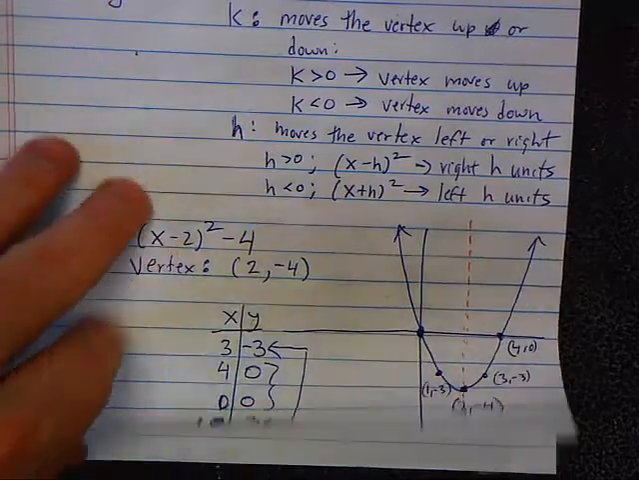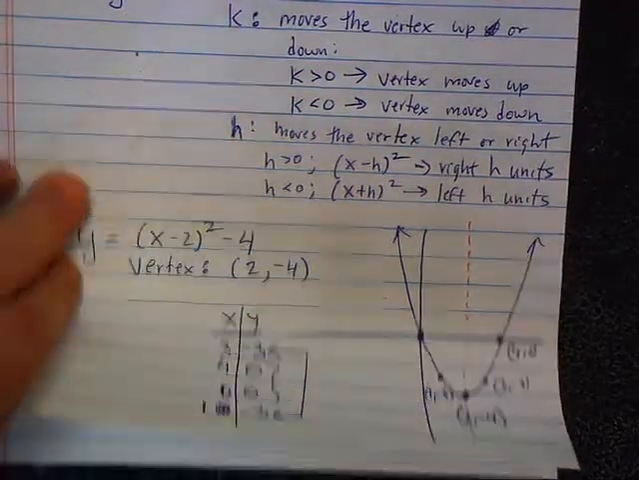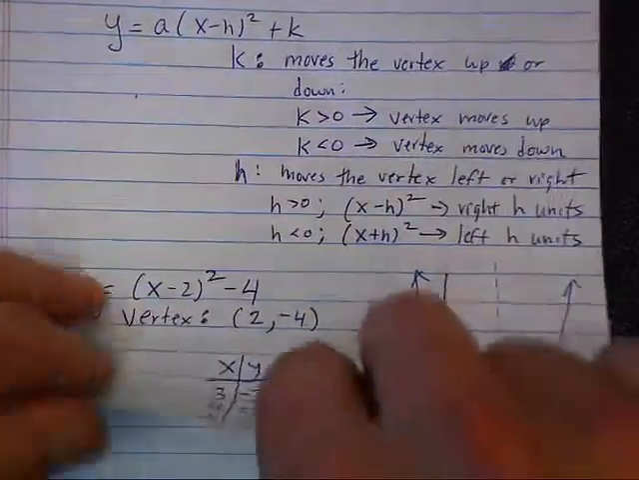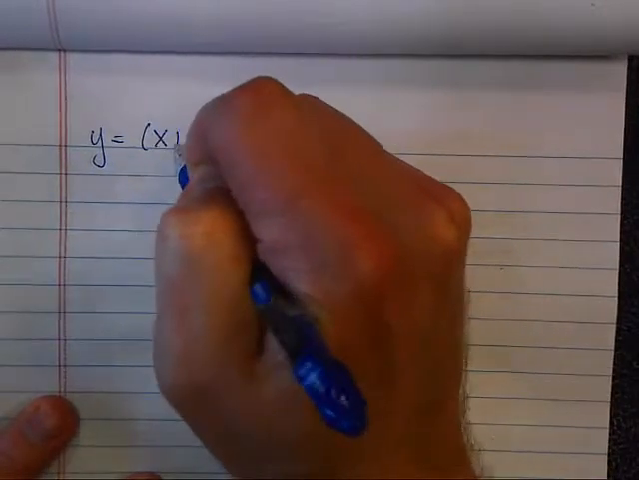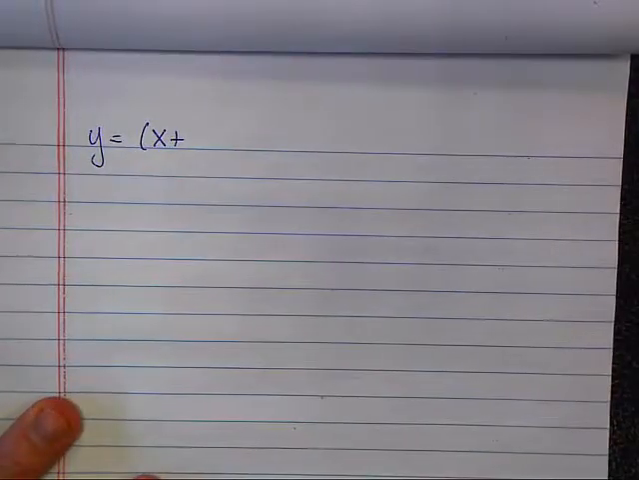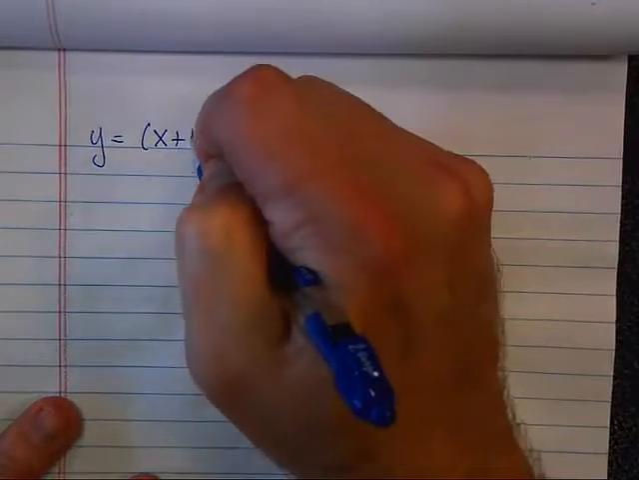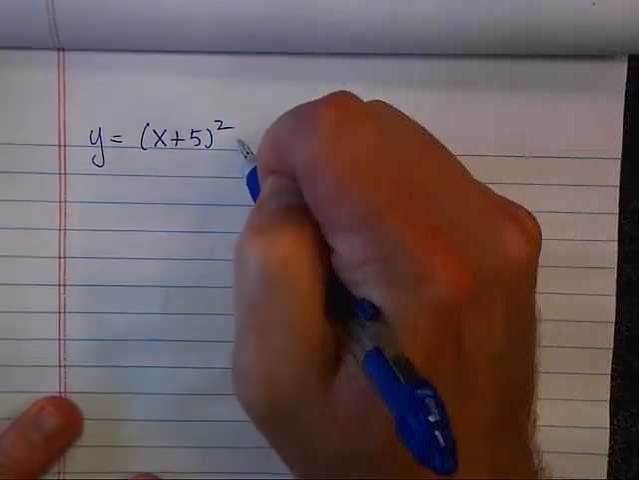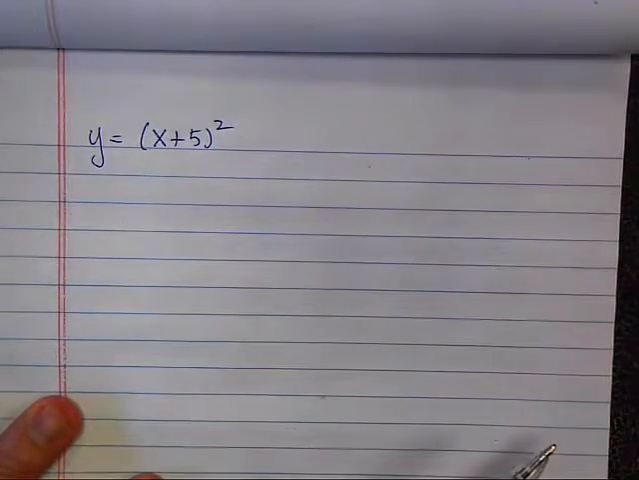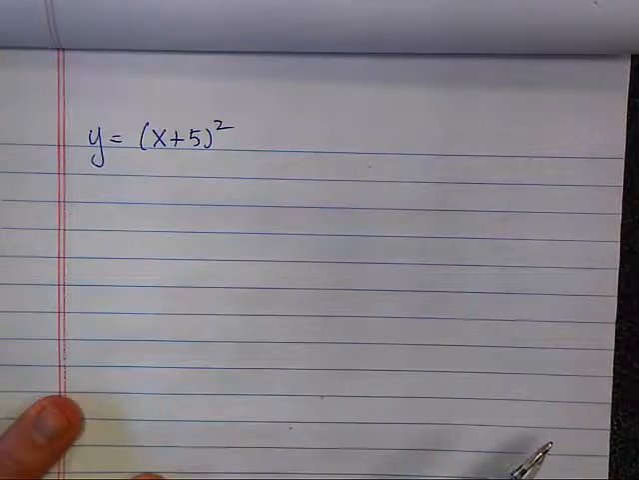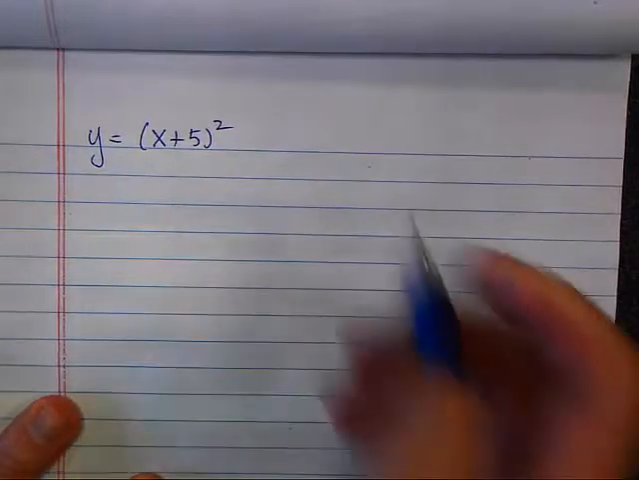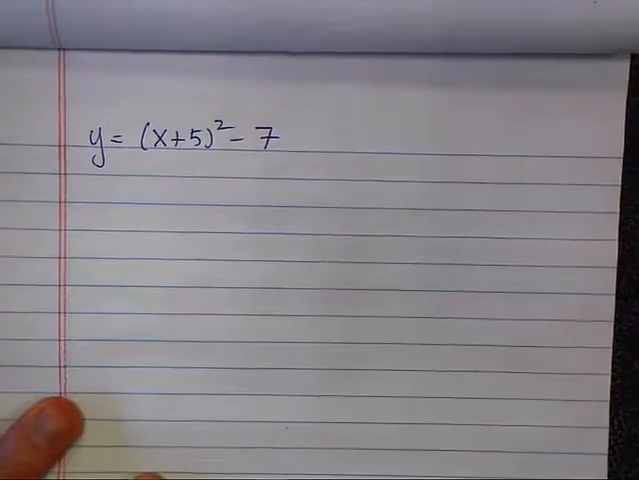All right, let's do one more of those, and then we'll talk about the A number. We haven't talked about the A number yet. What does the A number do? y equals (x plus, anybody got a number they like? 5) squared. Then how about another number? 7. Positive 7 or negative 7? Negative 7.